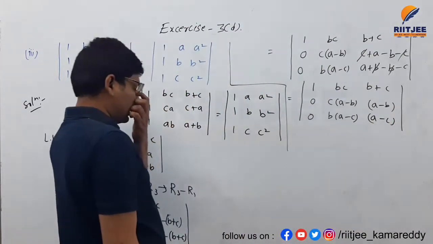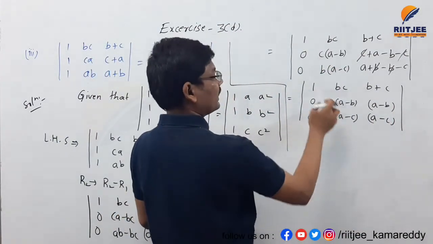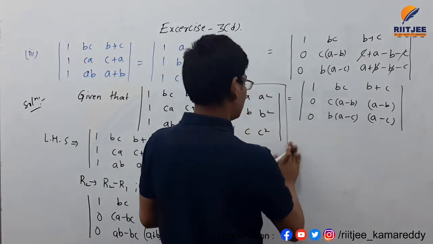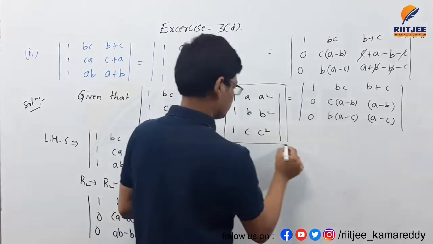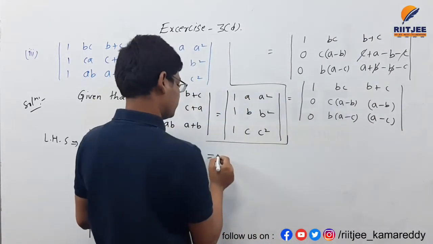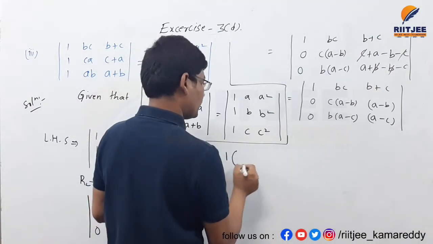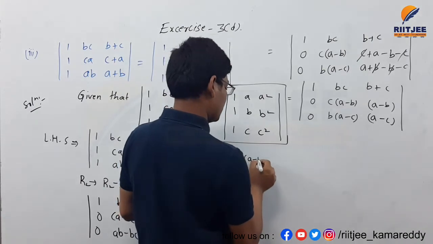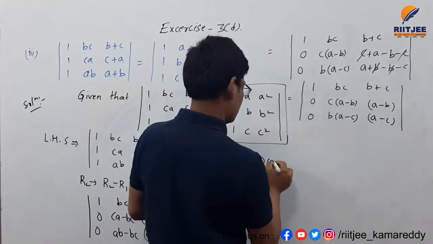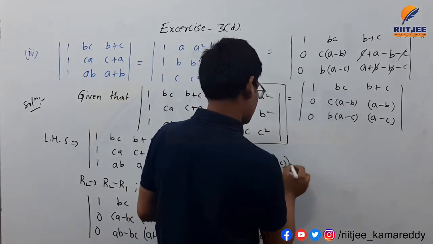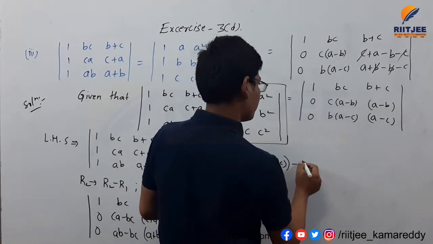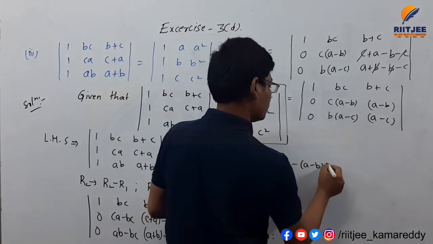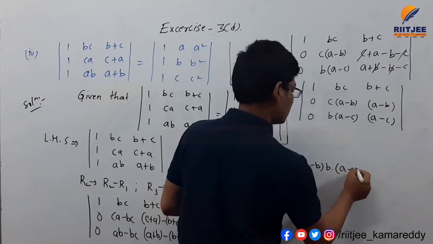So for this determinant, 1 into this term, what will happen here? 1 into C into A minus B into A minus C, minus of A minus B into B into A minus C.